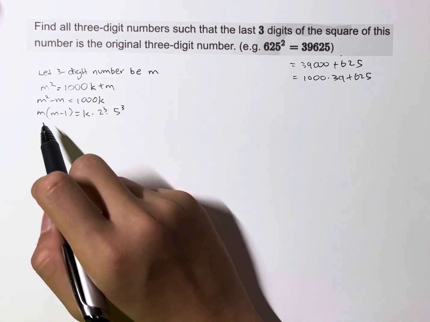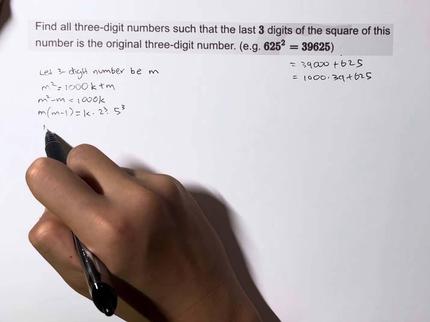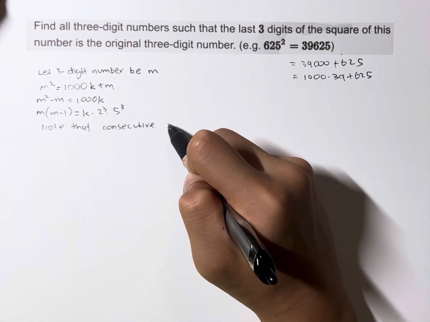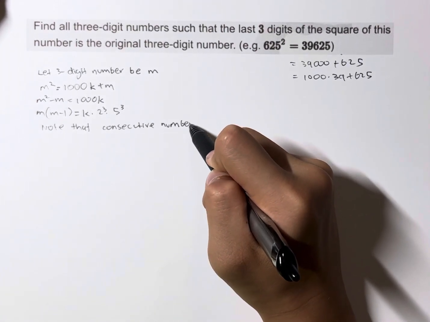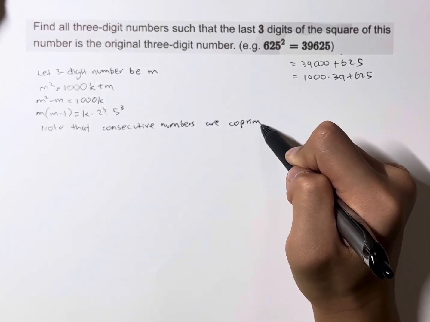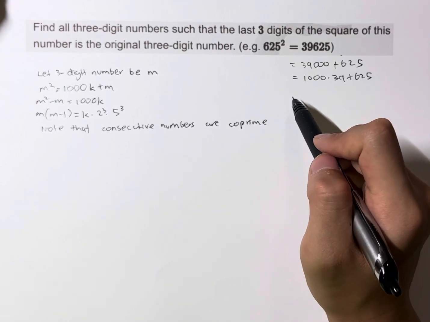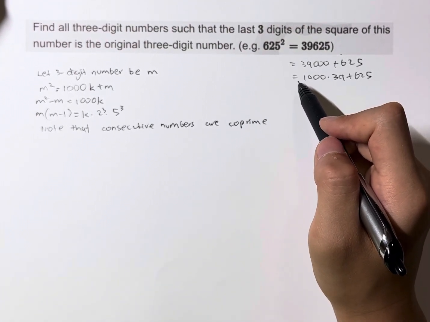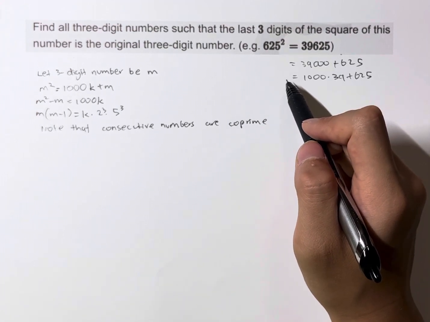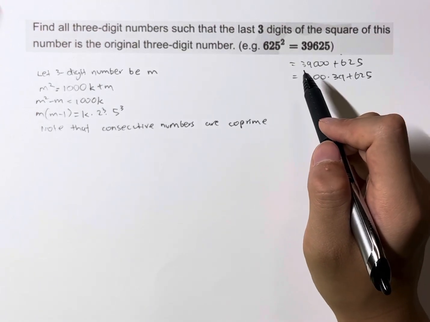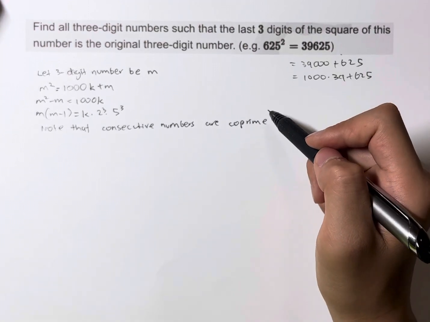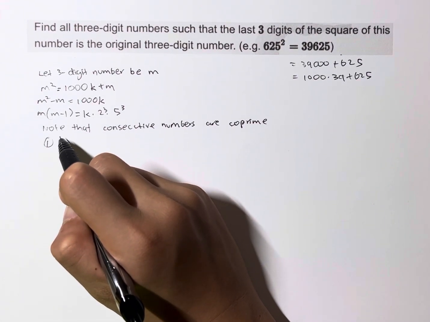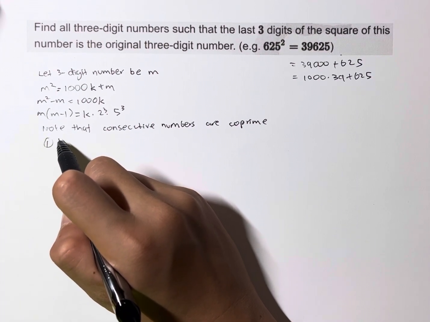Why can't they contain both of these factors at the same time, or share a factor? Well, this is because consecutive integers are co-prime. Co-prime means that these two are relatively prime integers, so they share no common factors except 1. So only one of m and m minus 1 can have a factor of 5 cubed, and the other can have a factor of 2 cubed. They can't both share a factor of 2 or 5, because of the co-prime rule. So now we can split into cases. The first case is where m has a factor of 5 cubed, and the second case is where m minus 1 has a factor of 5 cubed.